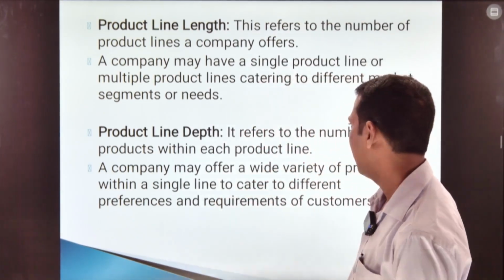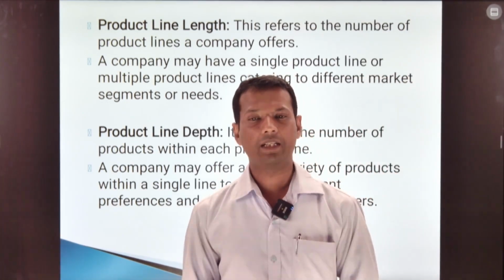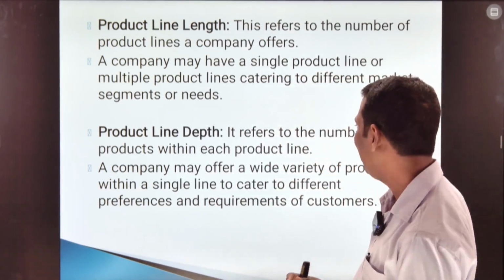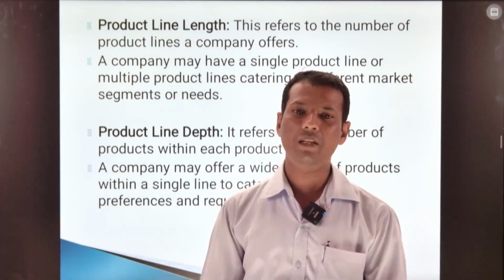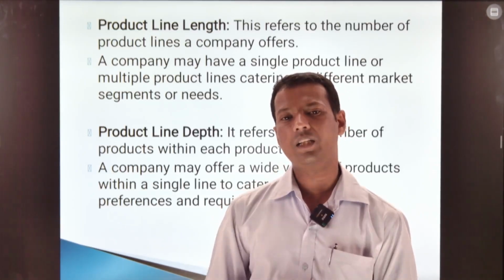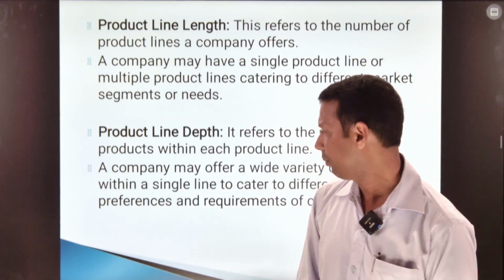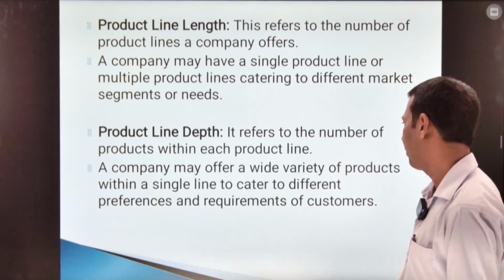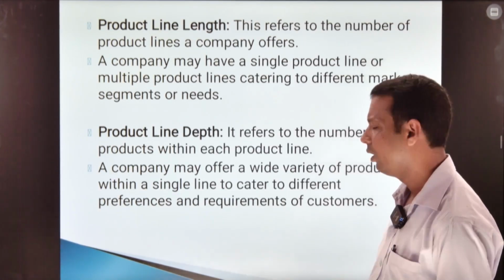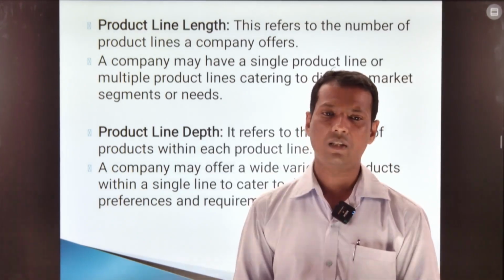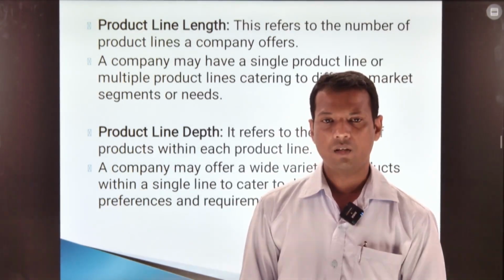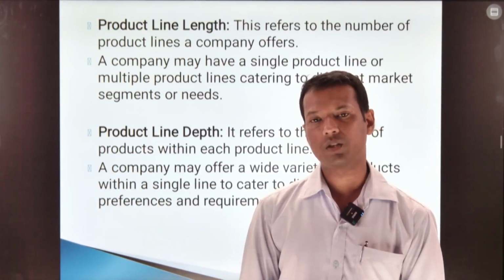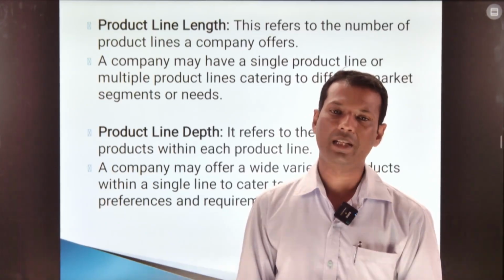Next, product line depth. What do you mean by product line depth? Product line depth refers to the number of products within each product line. So there is a product line, and how many products are there in the product line is known as the product depth. For example, a company may offer a wide variety of products within a single line to cater to different preferences and requirements of customers. So you see, customers have different kinds of preferences and different kinds of requirements. So in a single line, how a company can offer a wide variety of products to the customer is known as product line depth.